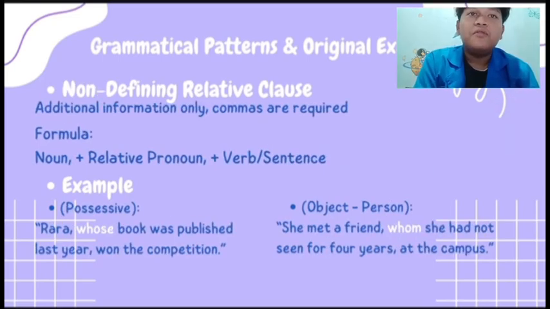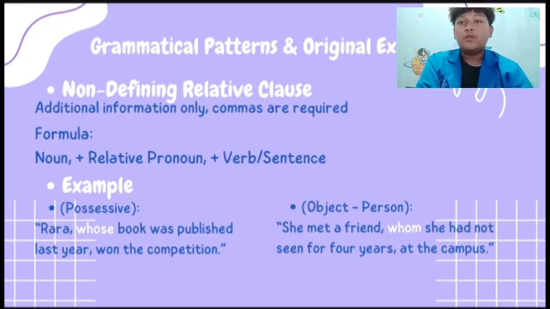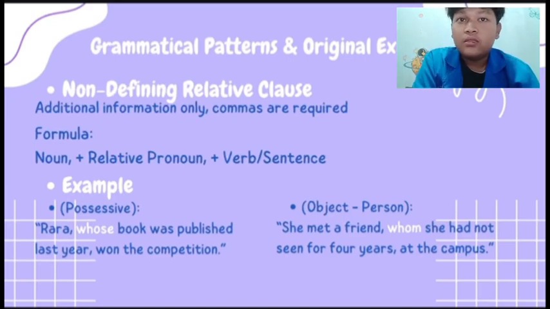Next is the non-defining relative clause. It gives additional information only. Commas are required. The formula is noun plus relative pronoun plus verb or sentence. For example, Rara, whose book was published last year, won the competition. And she met a friend whom she had not seen for 4 years at the campus.